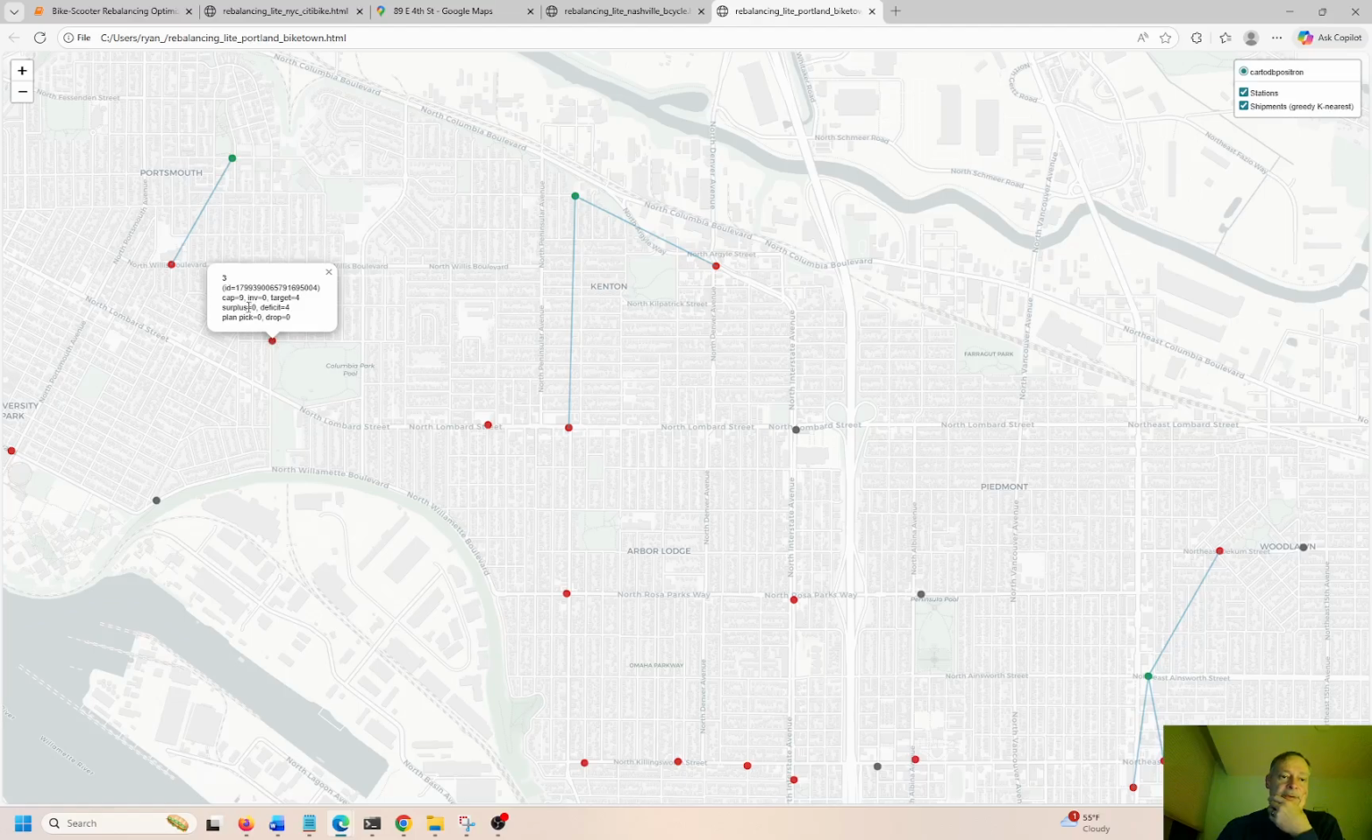Oh, this one's even worse. Capacity 9, inventory 2. All right. So somebody's got to get on that pronto. And the recommendation is to move 4 bikes over there. Again, to balance things out.